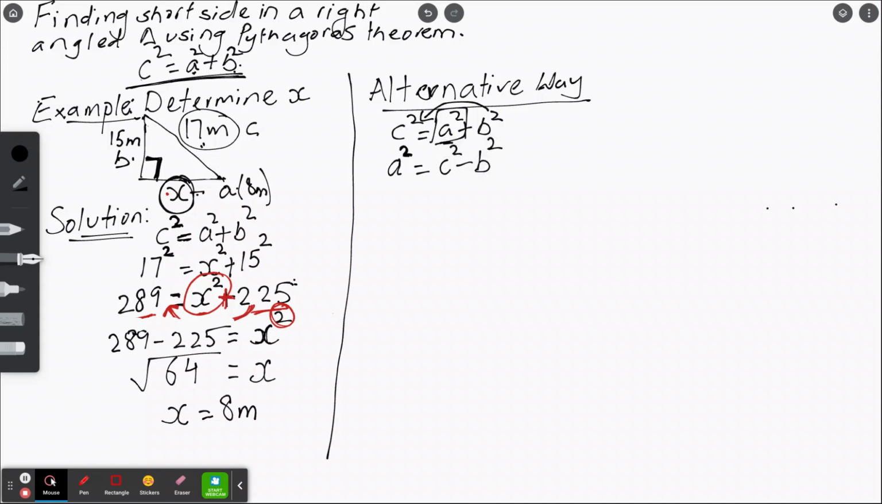Just be careful with one thing. Sometimes what students do, they just go b square take c square. That is wrong. You know why? Because we are moving b square.